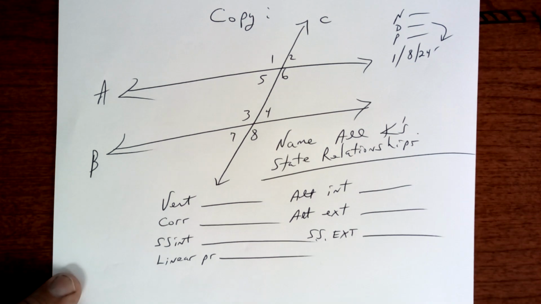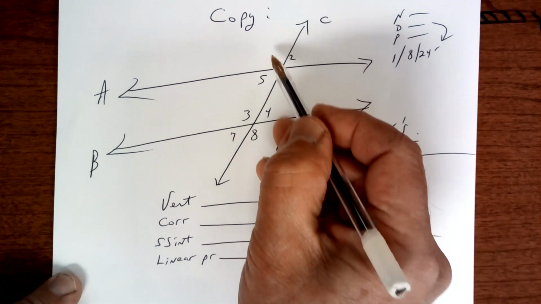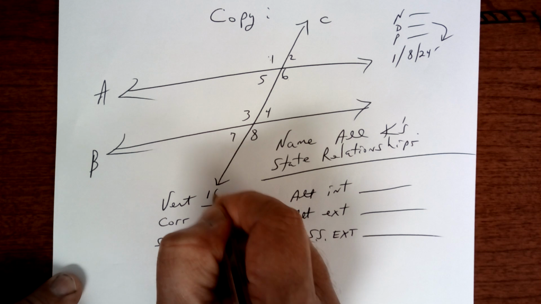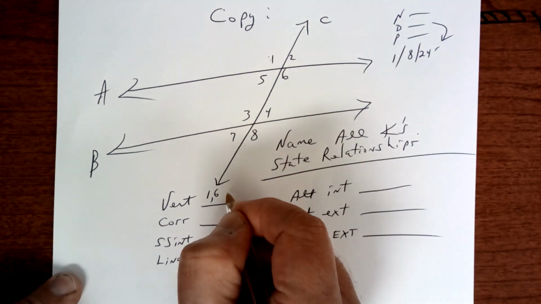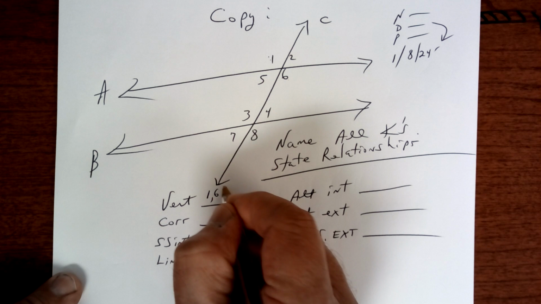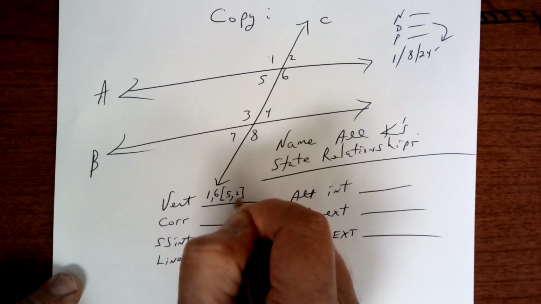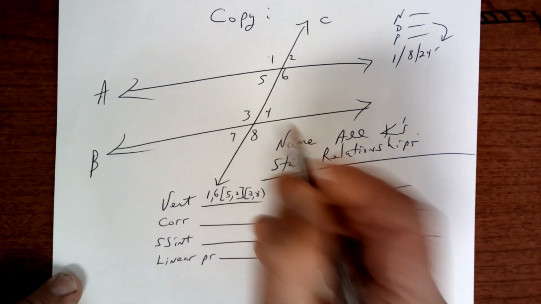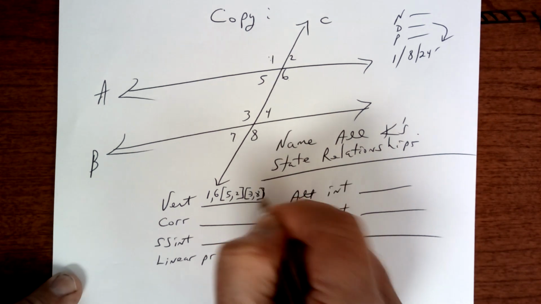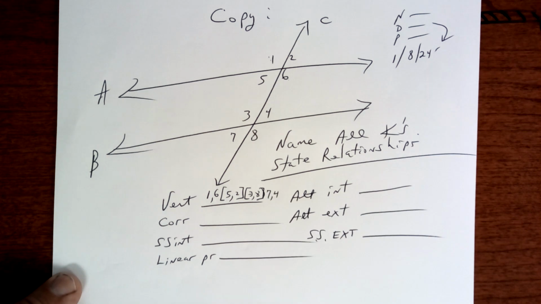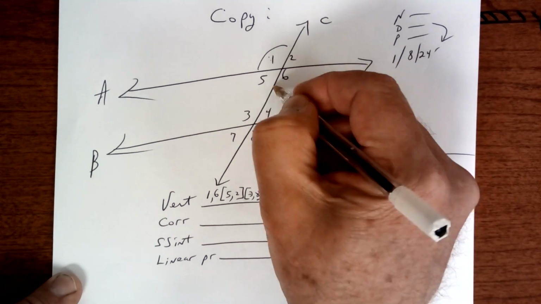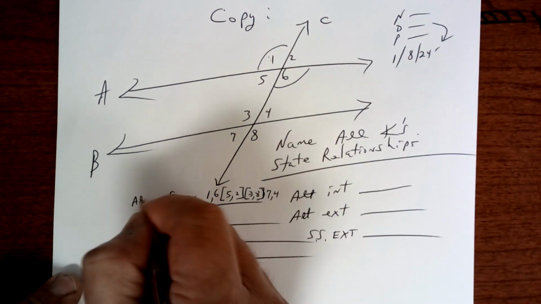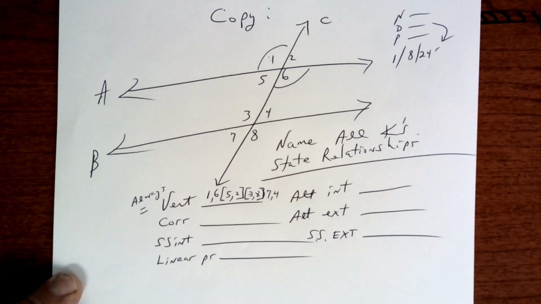Name all the angles. Okay, well, what's vertical? Vertical is straight across, so 1 and 6, 5 and 2, 3 and 8, and 7 and 4. Those are all vertical. And vertical angles are always equal. So angle 1 would be equal to angle 6. Always equal.